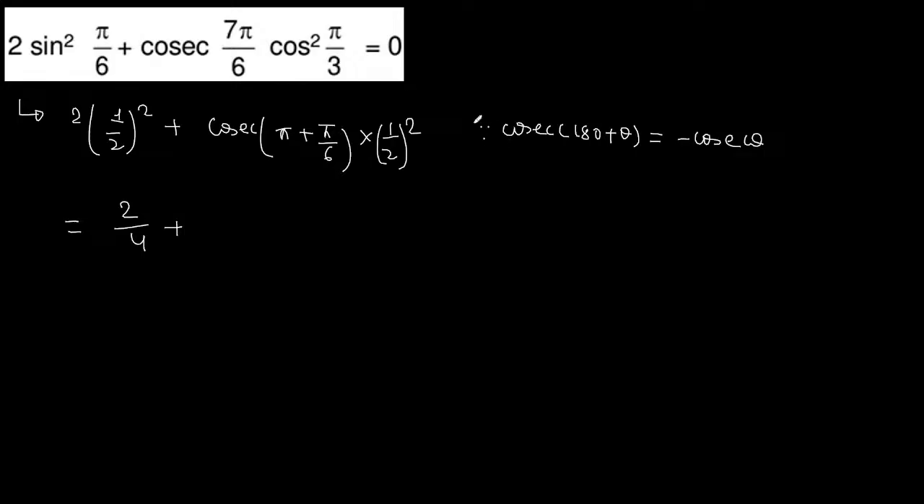Okay, since cosec pi plus pi by 6 is minus of cosec pi by 6 multiplied with 1 by 4. This is going to be 2. Sine 30 is 1 by 2, cosec 30 is 2, with the minus. So we have 2 by 4 minus 2 by 4, which is equal to 0. I think we could understand the fundamental which we taught previously, isn't it?